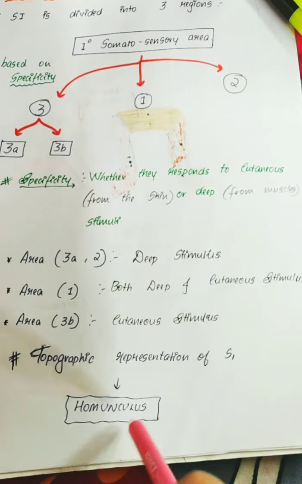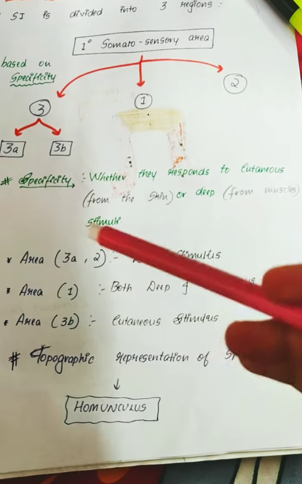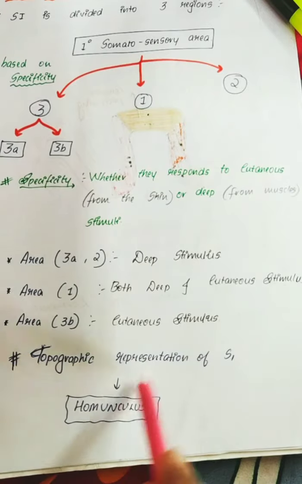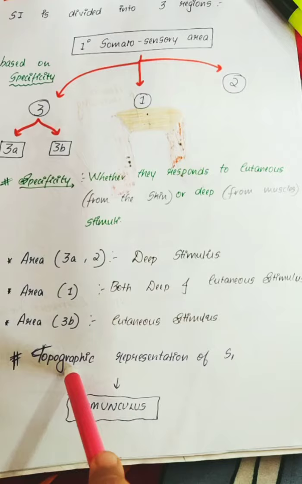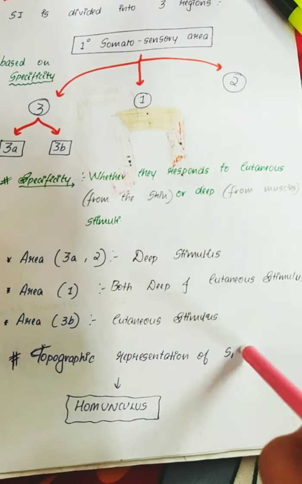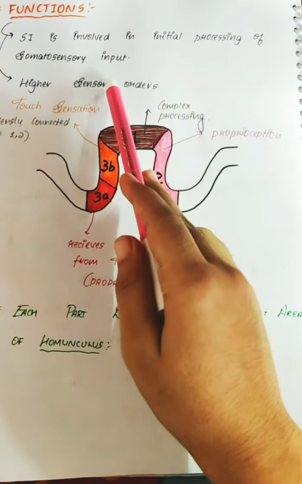Then we'll study about the homunculus. So what is basically a homunculus? It's not an important question from the exam side, but still it's better if you know this. The topographic representation of the primary somatosensory area, that is S1, is called the homunculus. We'll further move on to the functions of the primary somatosensory area.